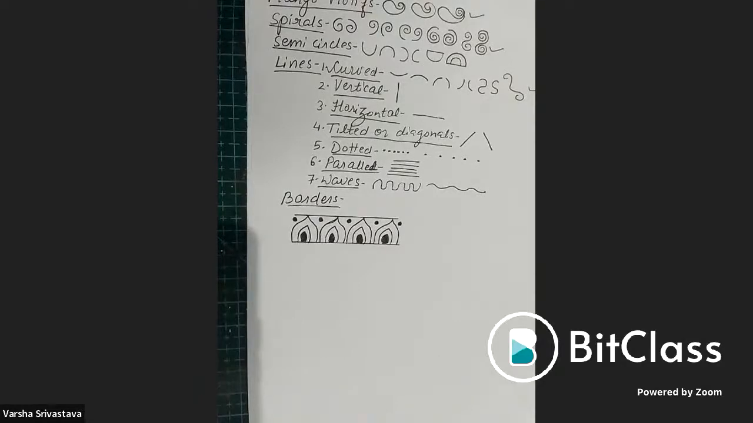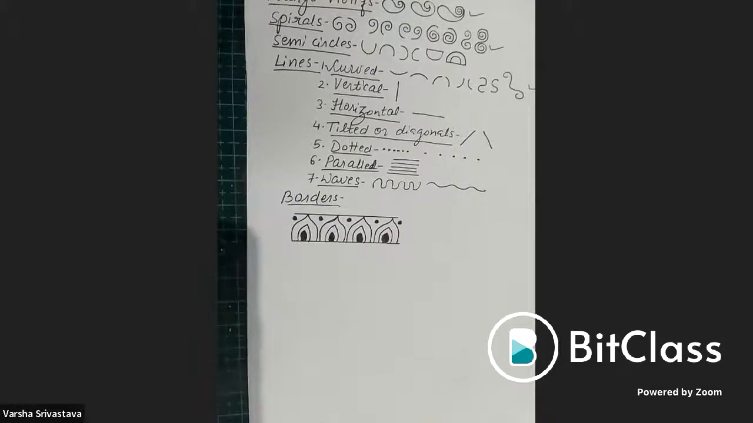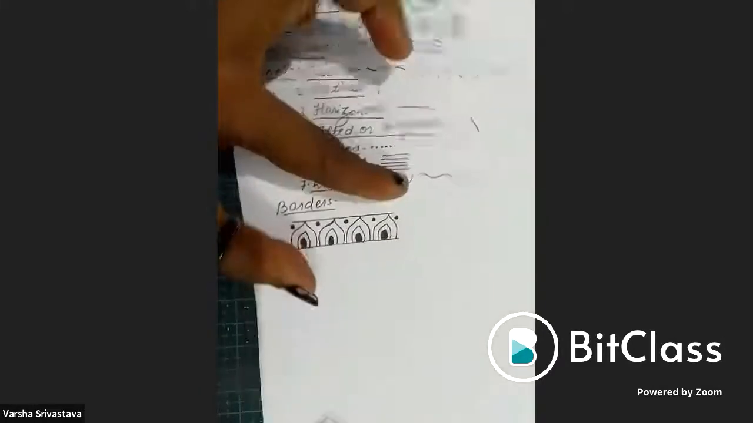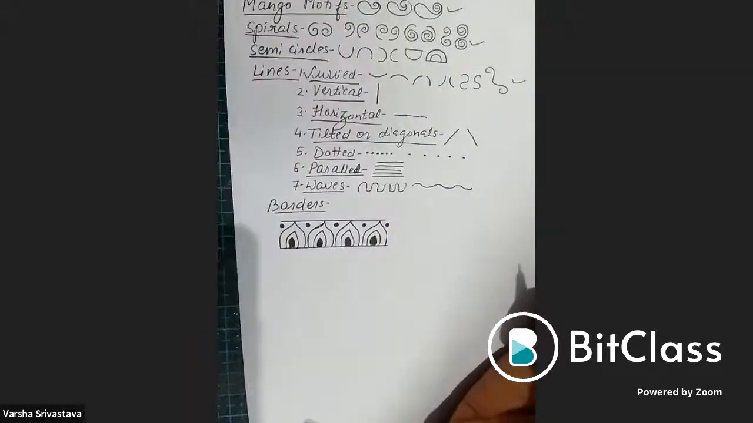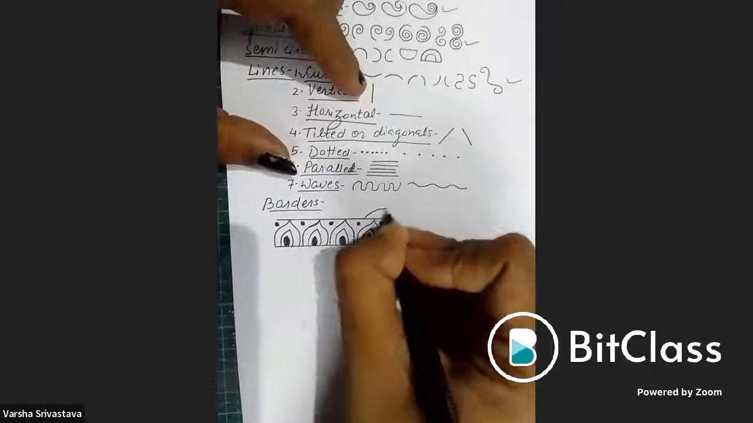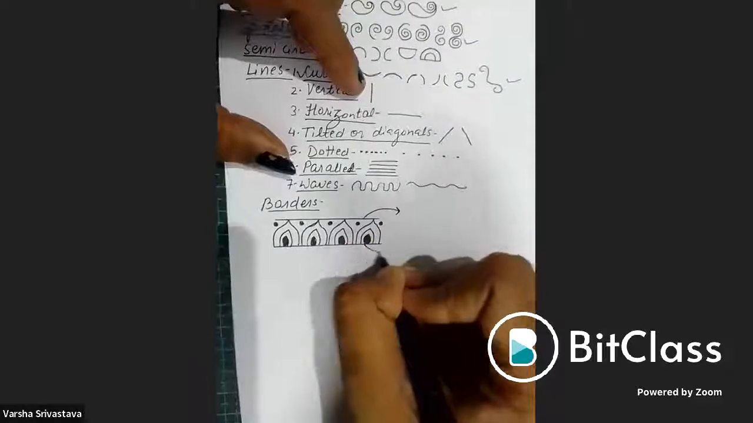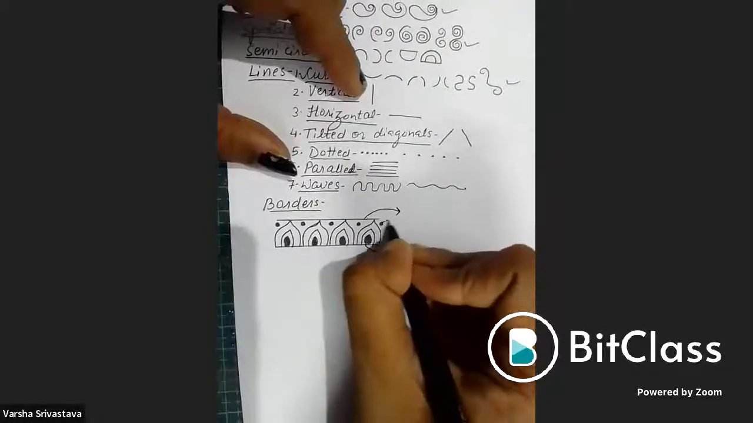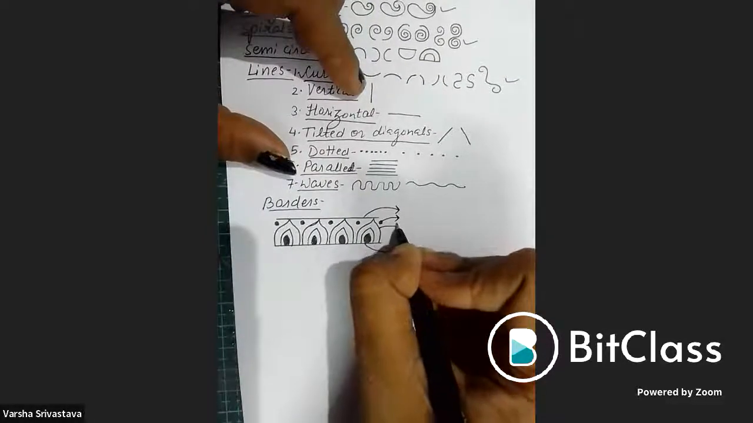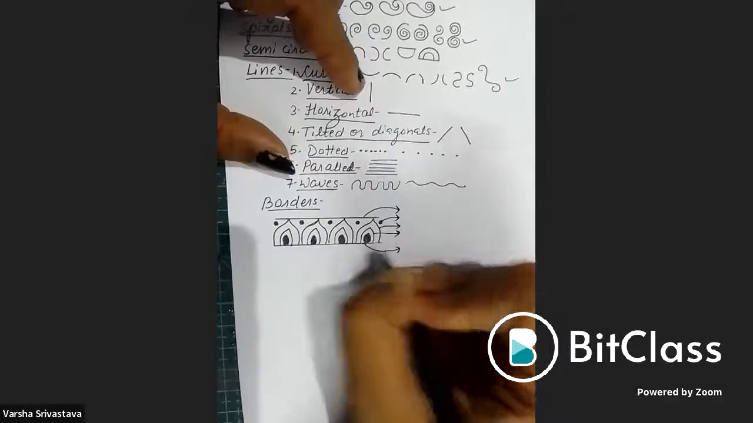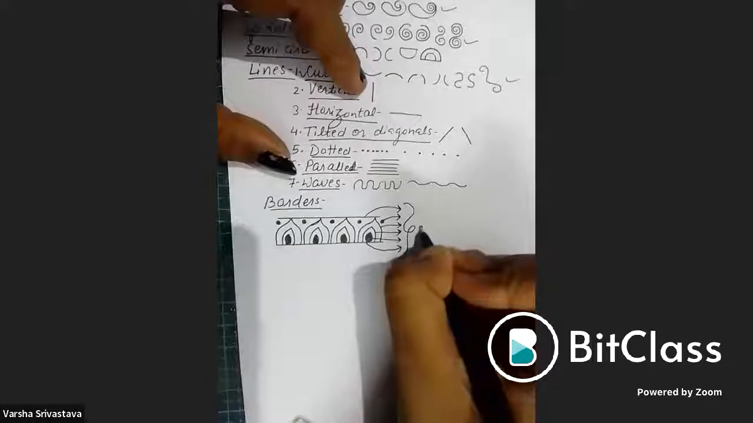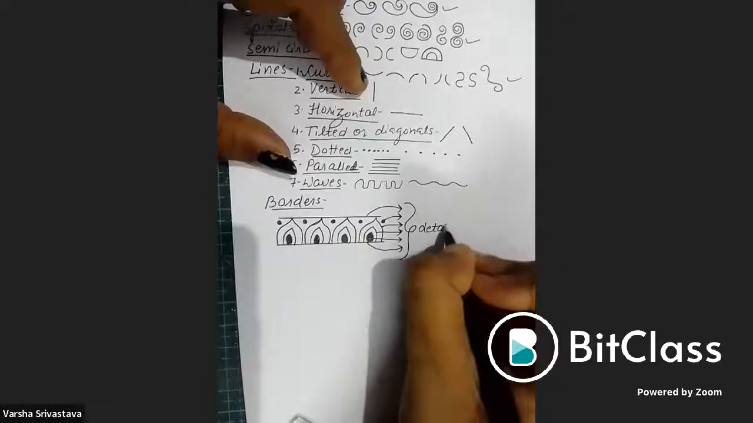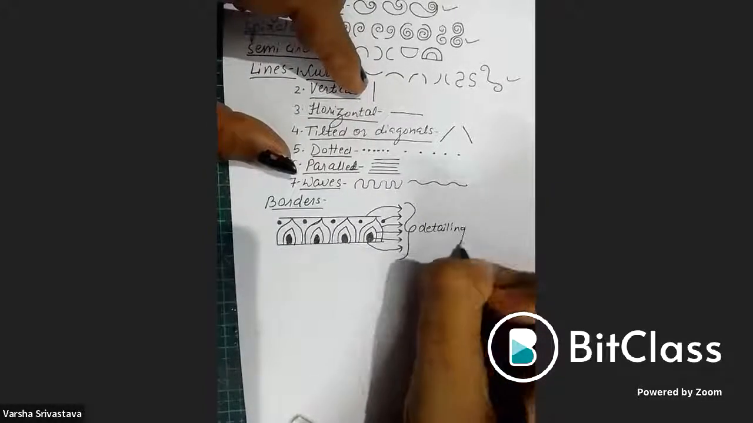Okay, so now in this first border, I'm going to explain to you guys a lot of things. You see whatever things we have made with the black pen, all these things are the detailings. So this first line, second line, all the dots, first dome, second dome, third dome, all these things are the detailings.